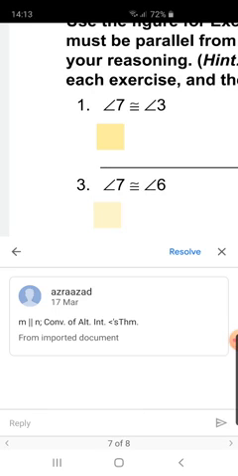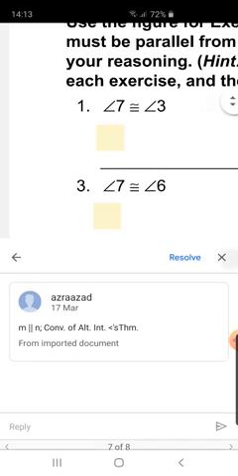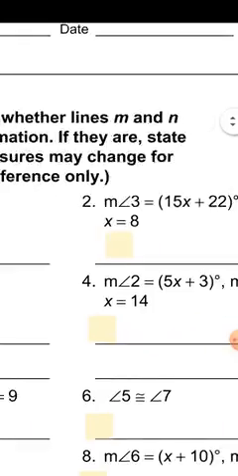Okay, so this is how you just have to prove. You just have to find out the angles, what kind of angles they are, and simply use the word converse to prove that the lines are parallel. That's it. So question number 2.